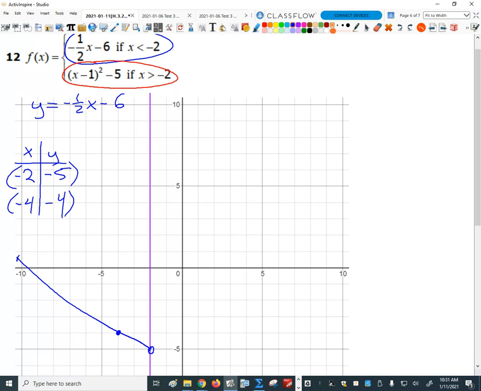Okay, so now what about the red part? That's a little more complicated, right? That's parabolic. So let's focus on that red part there. Natalie, can you tell me what the vertex is of this parabola we're going to get when we graph this thing? Where's the vertex of our parabola?